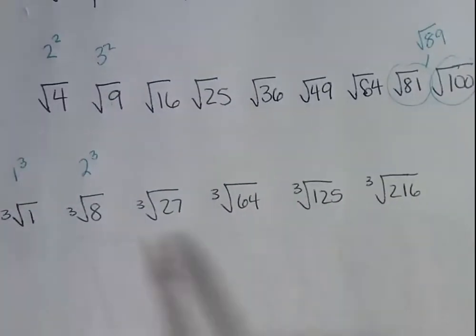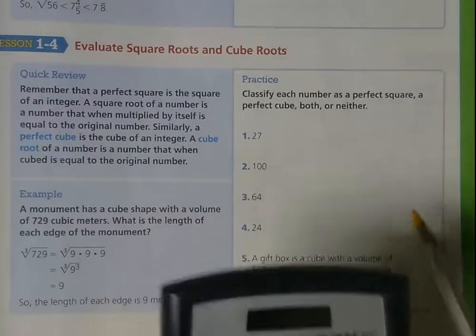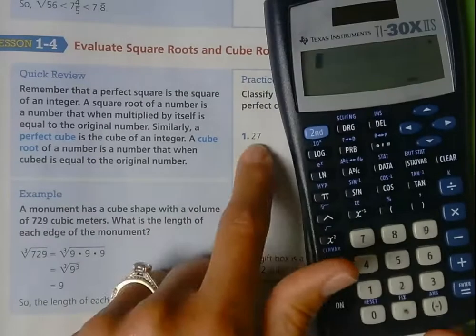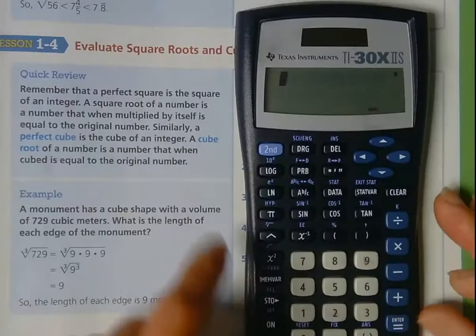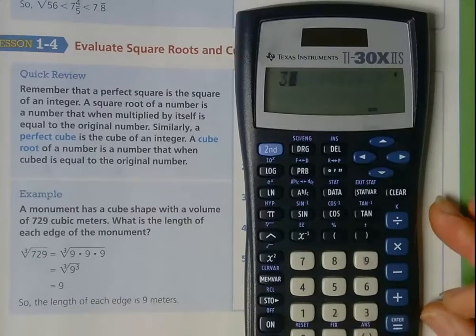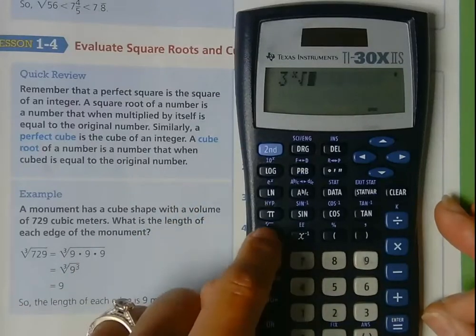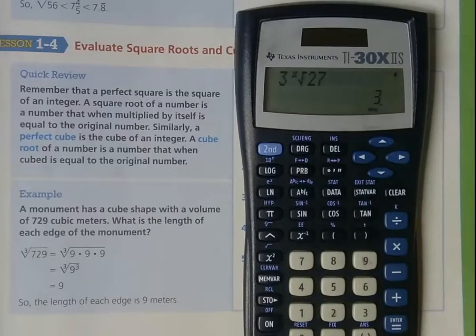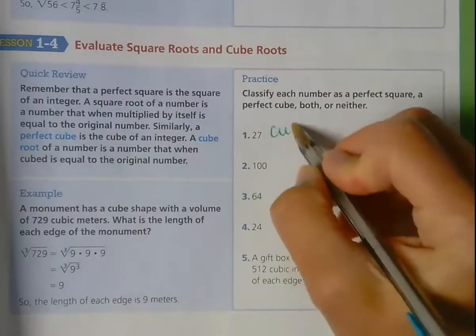Sometimes I recognize them, but if you're not sure on these, then you want to make sure that you use a calculator. So hopefully you should know by now how to do the cube root of these numbers on a calculator. So for 27, okay, I know that's not a square, so I'm going to just check if it's a cube. So 3, and then I want to use my second button with the x cubed, and then 27, and that equals 3. So yep, and I saw 27 right here too. So this one is a cube.